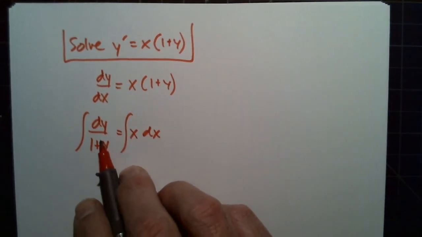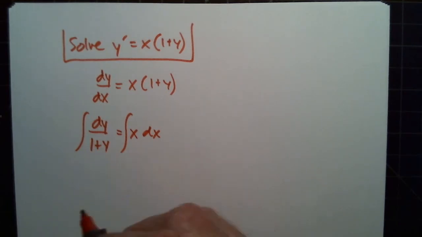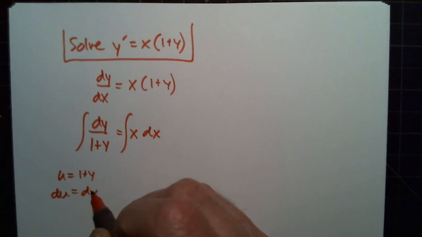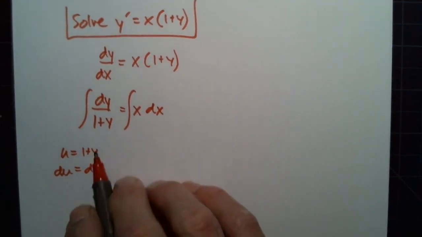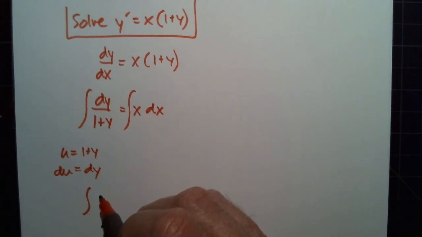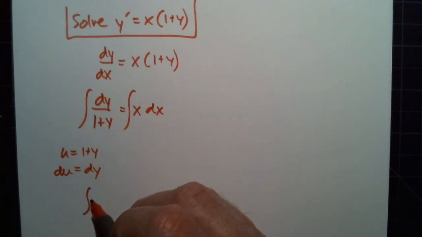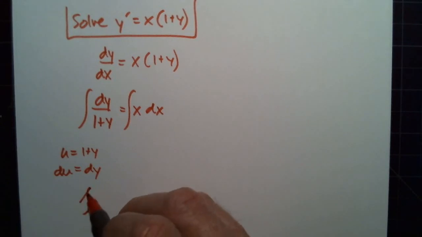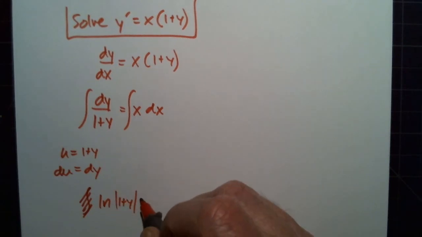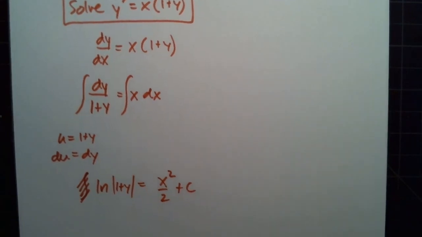Here we would do substitution, but since the derivative of this, if we say u equals 1 plus y, du is dy. So with substitution, we're just going to have the same thing, 1 over u, and then 1 over u du. That's why this is not going to make a difference, and we can just say that the antiderivative is natural log of 1 plus y, and here we'll have x squared over 2 plus c.